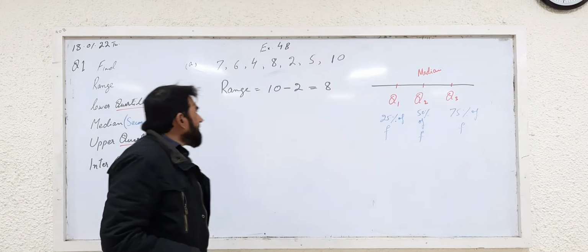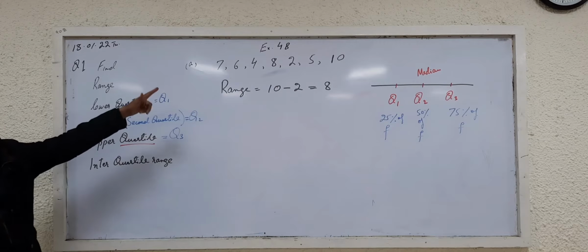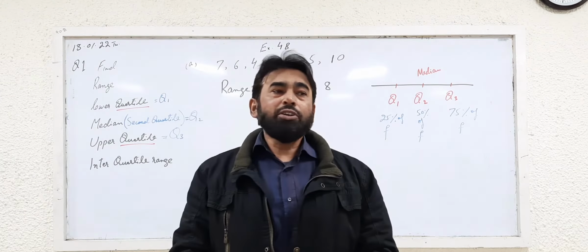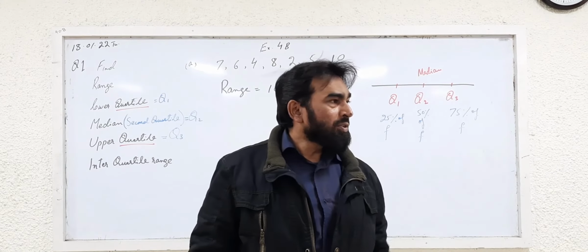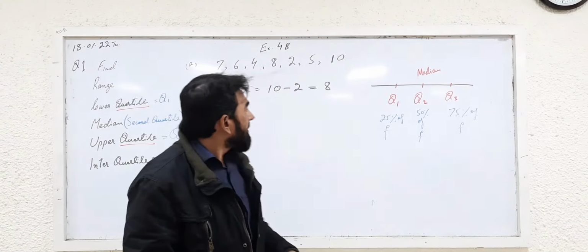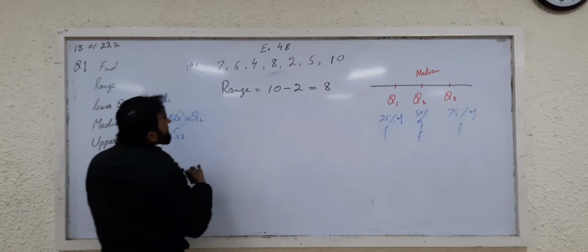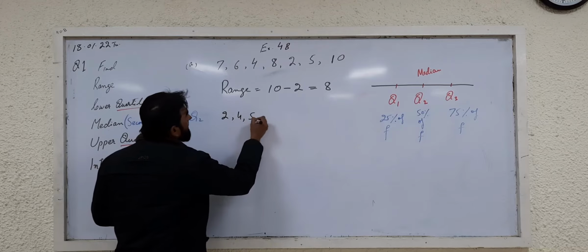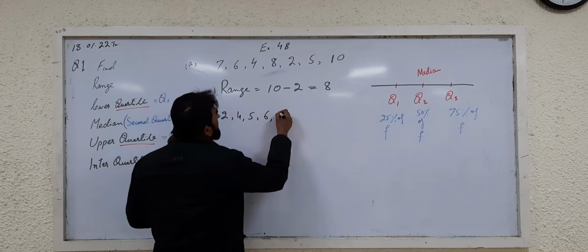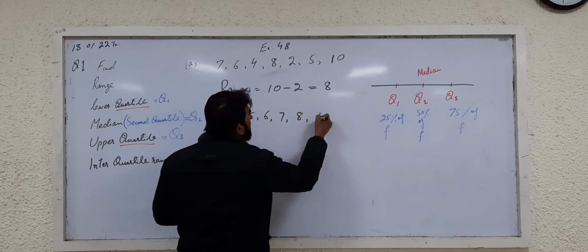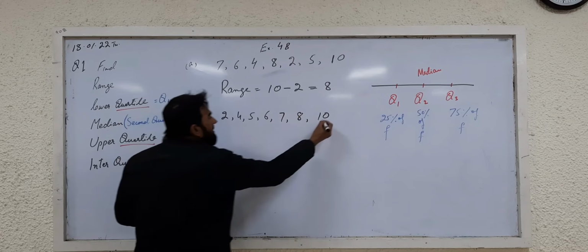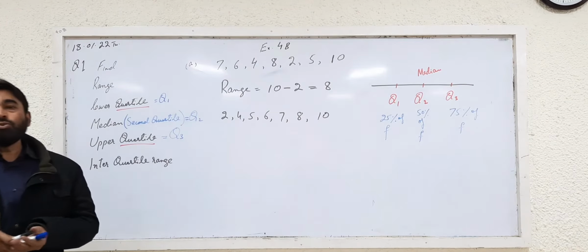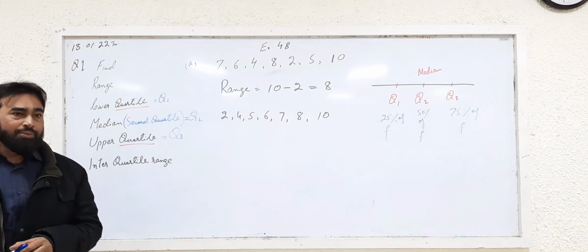Okay? So here we are going to find out the lower quartile from this data. Before finding out the quartile, it is very important to write the data in ascending order. Okay? The lowest value is 2. And then 4, 5, 6, 7 and 8, and then it is 10. How many values are there? There are 7 values. There are an odd number of values now.